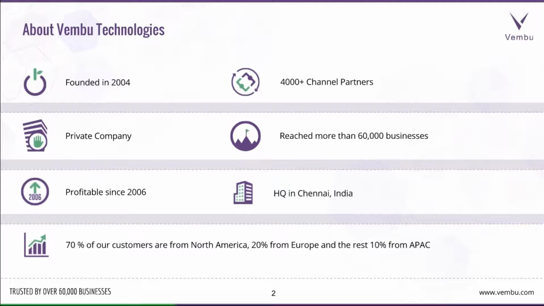We can get started. To start with, let's have a quick intro about the company profile. Vembu Technologies was founded in the year 2004. We are a private company, profitable since 2006. We have 4,000 plus channel partners and we have reached more than 60,000 businesses so far. We are headquartered in Chennai, India. 70% of our customers are from North America, 20% from Europe, and the rest 10% from the Asia Pacific region.